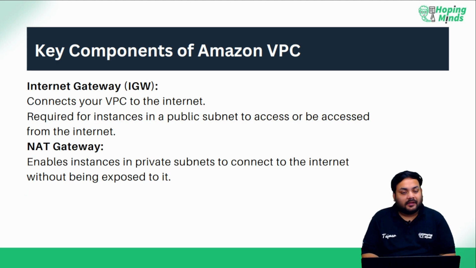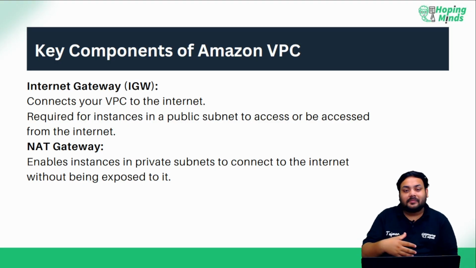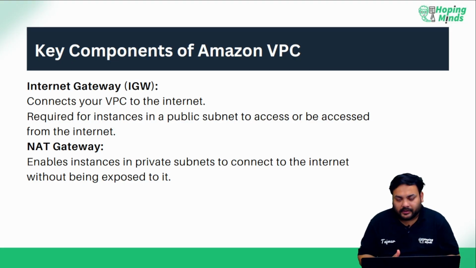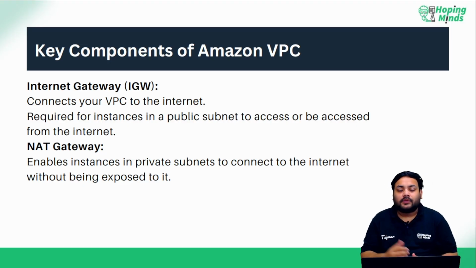And next we have internet gateways, or IGW, and it helps us connect our VPC to the internet, because a VPC is a virtual private cloud and it's a kind of isolated place, so we need to connect with the internet. With the help of an internet gateway we can connect our subnet to the internet.